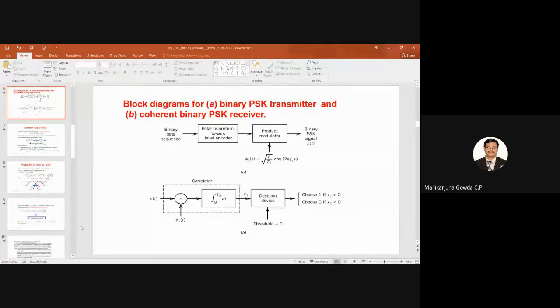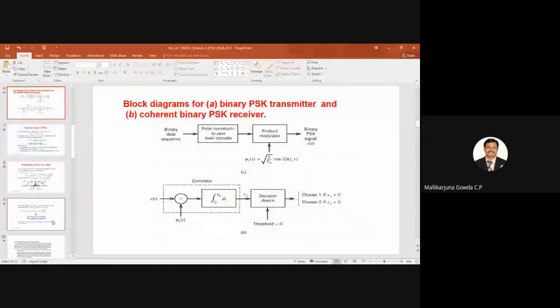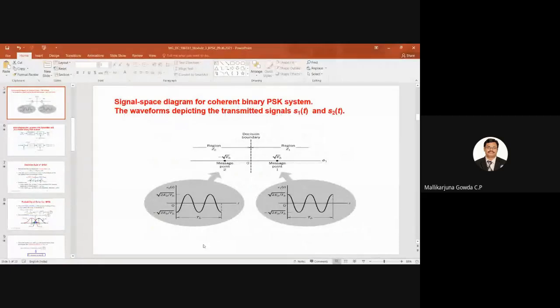Yeah, this is the signal space diagram I mentioned. I just wanted to recap. All of you just have a look.